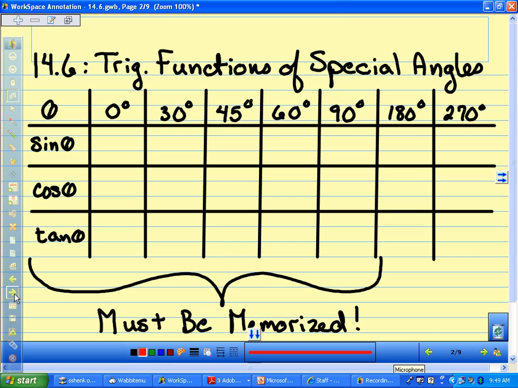SOHCAHTOA. Sine is opposite over hypotenuse. Cosine is adjacent over hypotenuse. And tangent is opposite over adjacent. Now, that can only be done in what kind of triangles? Right triangles. Where's the hypotenuse? Always across from the right angle. Where do you find the adjacent side? Yeah, it's connected to the angle. The adjacent and the hypotenuse always form your angle. The opposite of them is obviously opposite of that.